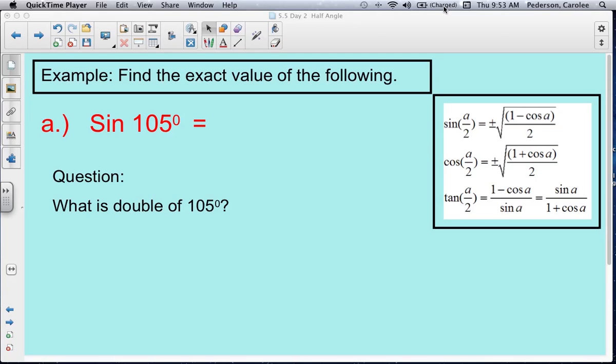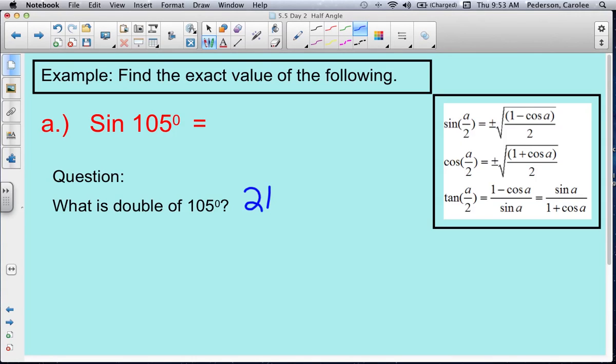If I double 105 degrees, what is the double of 105 degrees? 210 degrees. Now, does 210 degrees sound familiar to you? Yes. 210 degrees is on the unit circle. So, the sine of 210 degrees divided by 2 is 105 degrees. You agree with me? Yes. So this is going to use our half angle.